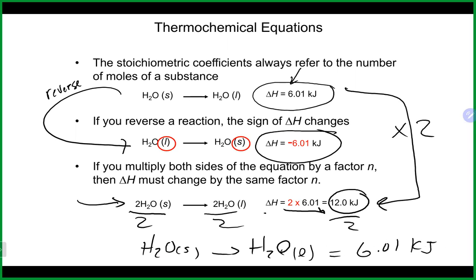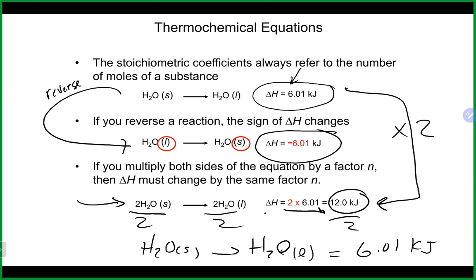So those are really the 3 things that you could do to an equation and how it will affect the actual delta H value for the equation you're looking at. Once again, if you reverse the reaction, you change the sign of the delta H. So either it goes from positive to negative or negative to positive. If you multiply by a common number, you should multiply the delta H by the same number. And if you divide by a common number, you should divide the delta H by a common number. Any questions on that there?